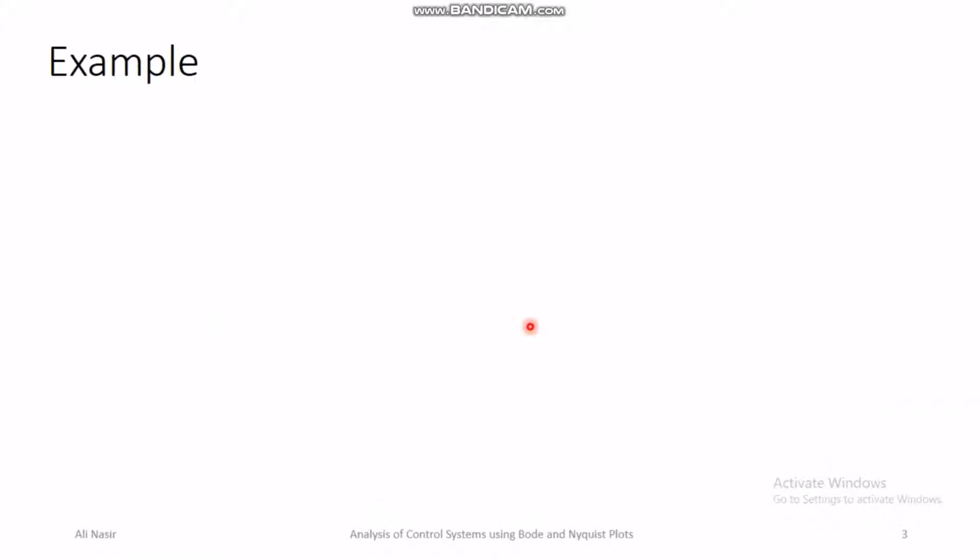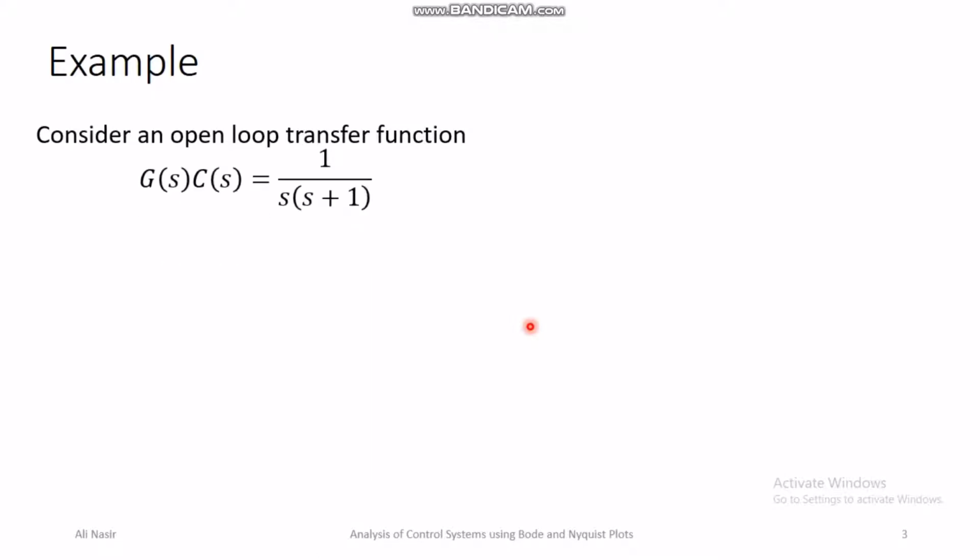Alright, so let's look at an example. Consider the open loop transfer function G(s)C(s) equal to 1 over s times (s plus 1). So here in this transfer function we have two poles, one at the origin and one at -1. So the open loop system in itself is not asymptotically stable.